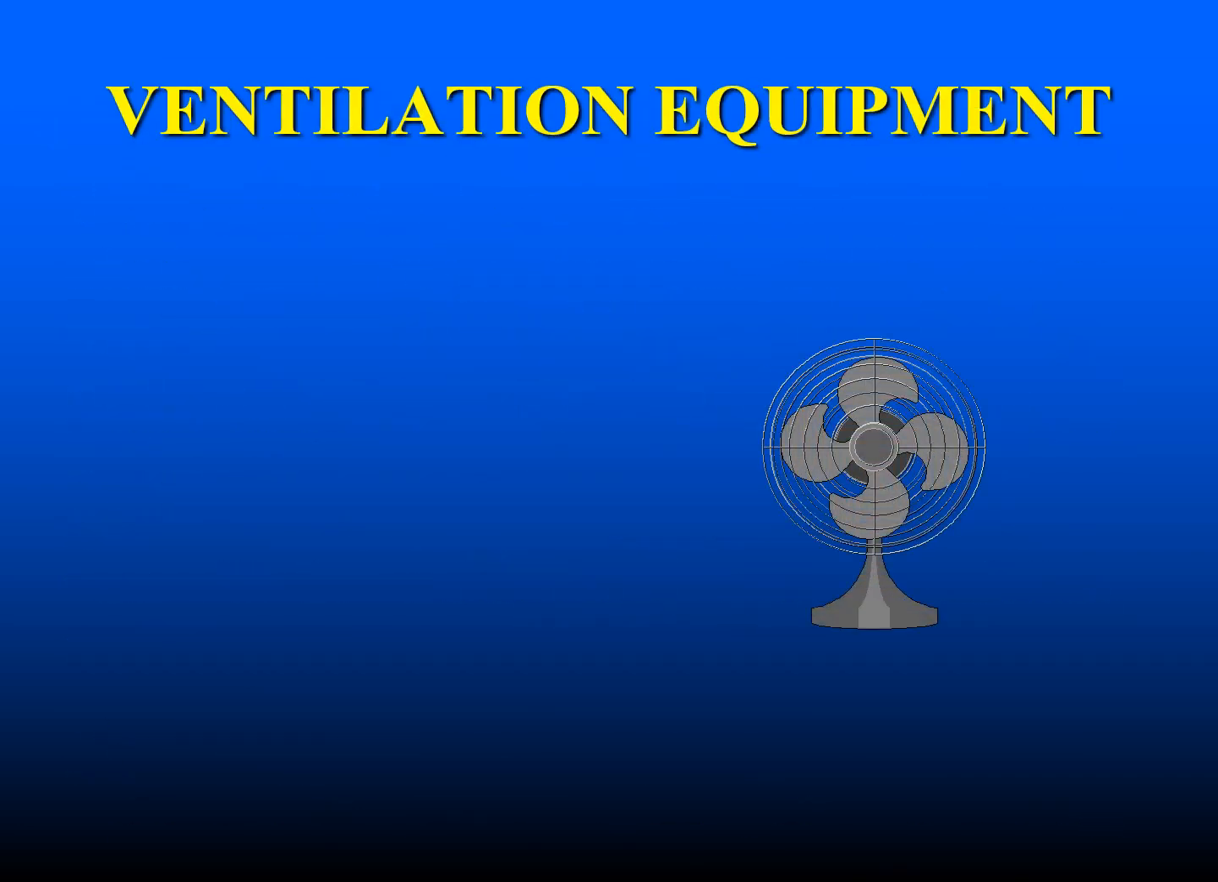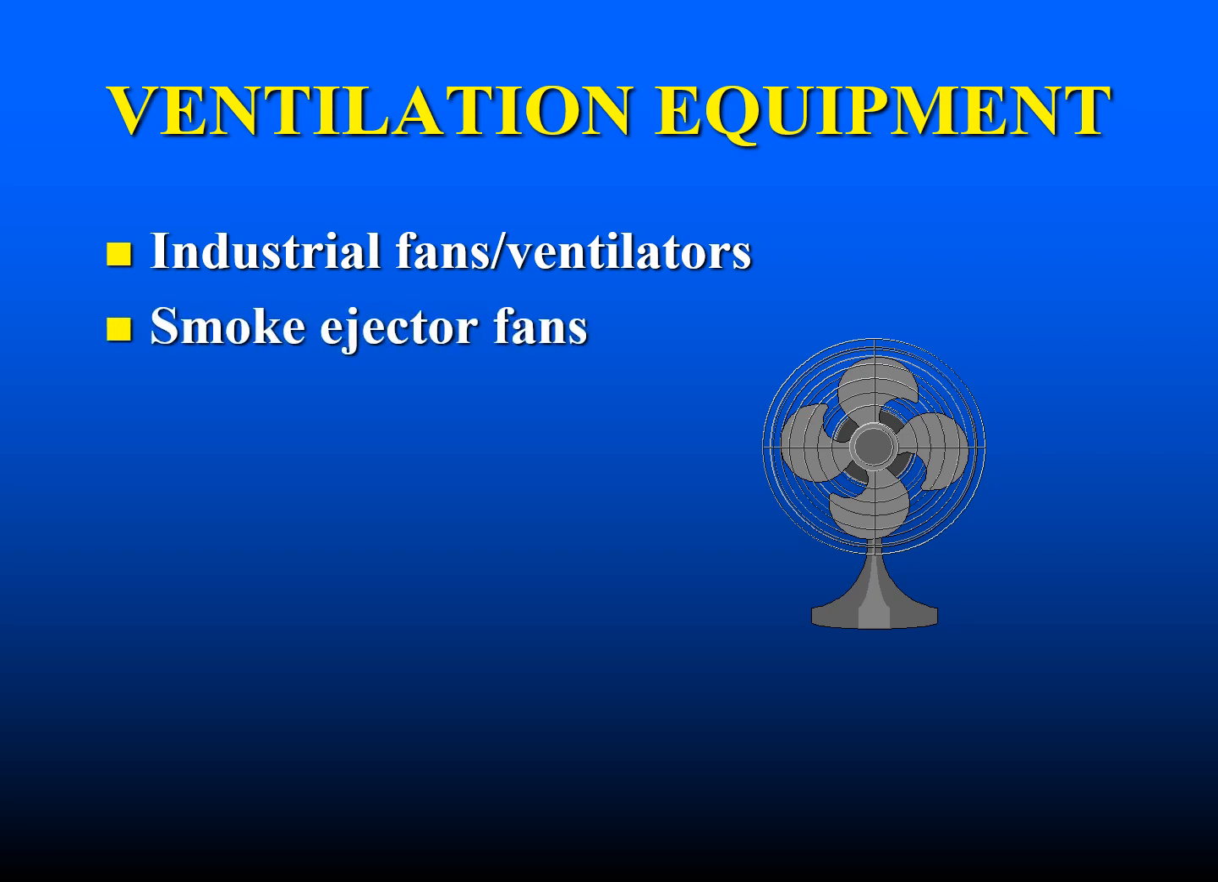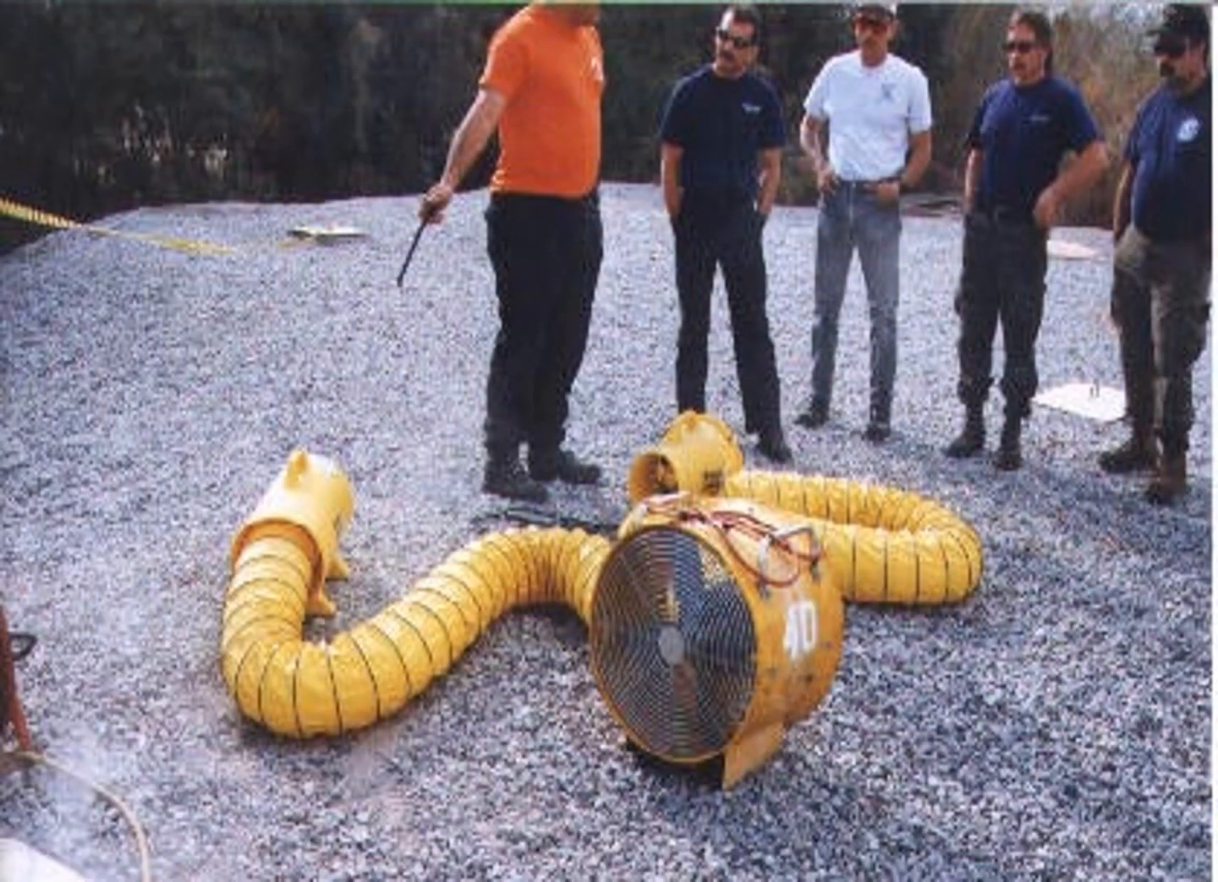Let's take a look at some of the ventilation equipment that is used. We can use industrial fans as ventilators, smoke ejector fans, ductwork. Here's an example of a fan used to ventilate confined spaces.